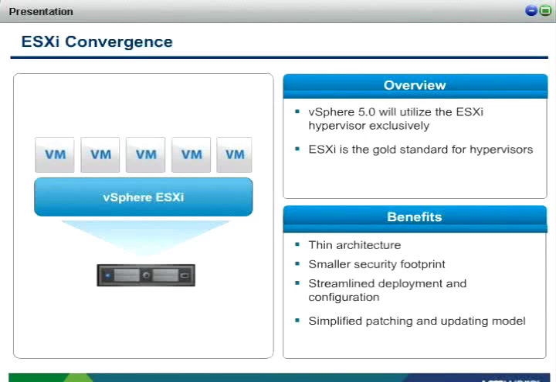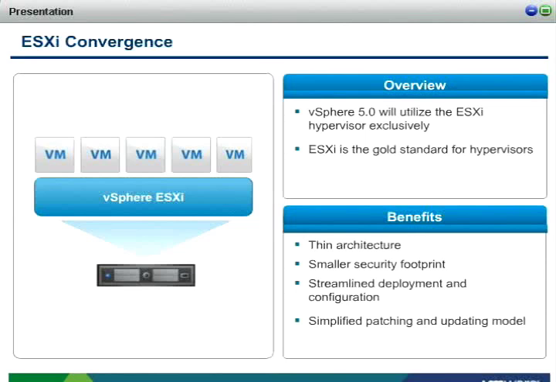For those of you who are not familiar, VMware has in the past offered two hypervisor technologies underneath its platform known as vSphere, and those are ESX and also ESXi. We've decided moving forward that ESXi is the best way for our customers to continue along their cloud journey and also continue to proliferate virtualization in their environment.